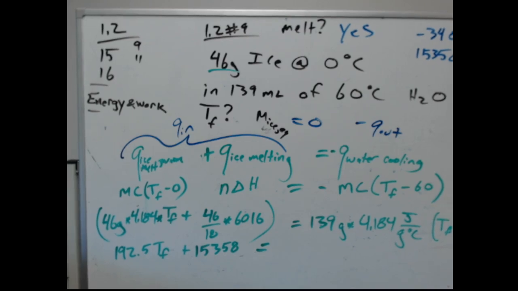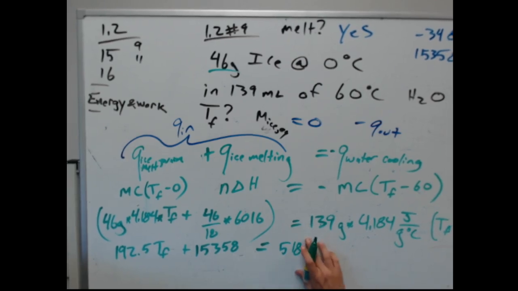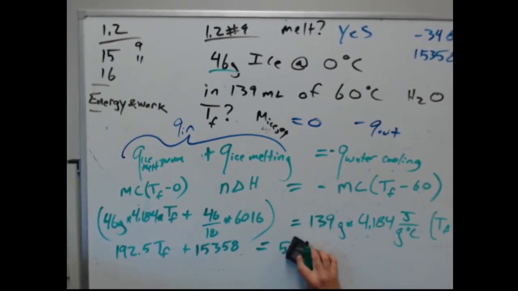139 times 4.184 gives me 581. I'm actually going to do, no, we'll leave it as TF. 581, oops, I did 18 instead of 81, my apologies.